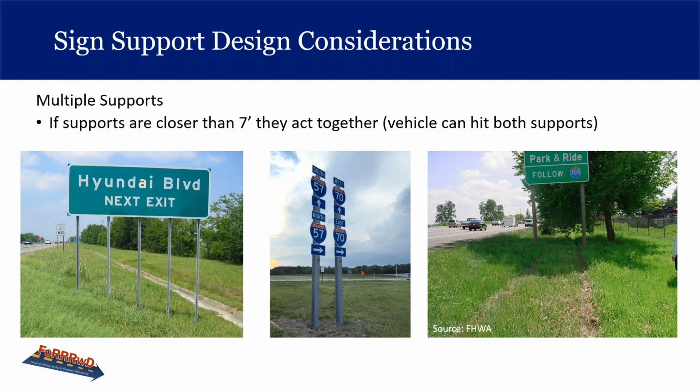So on the left, we see multiple supports within 7 feet. Some smaller supports may have been tested with the vehicle hitting 2 or more. And in the middle, this appears to be 2 large supports that are within 7 feet. And on the right, we can see the tracks, the vehicle was able to miss both supports. How about that? Good for him, right?